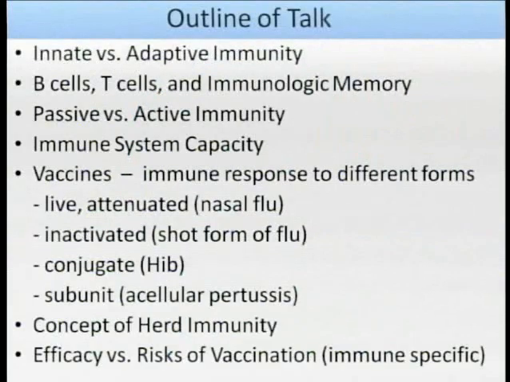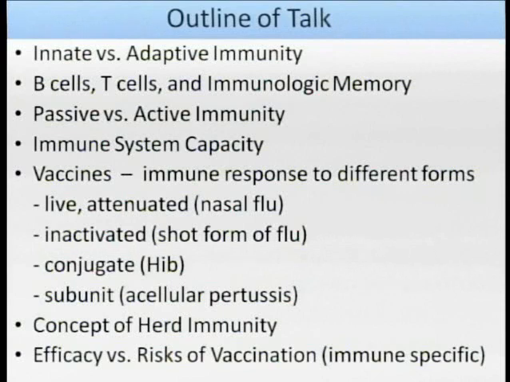So to give you an outline of today's talk, I'm going to give you some background on the innate and the adaptive arms of the immune system and how they play separate yet interactive roles in the immune response. I'm also going to talk to you about specific cells of the adaptive immune system, such as B cells and T cells. And the result of activating T cells is immunologic memory. And memory is something we'll talk about that's really important to our response to vaccination.